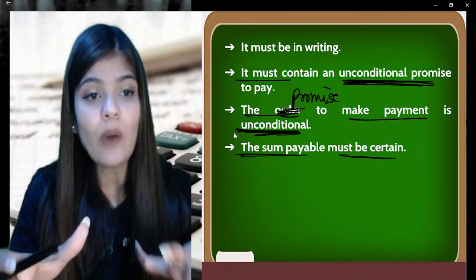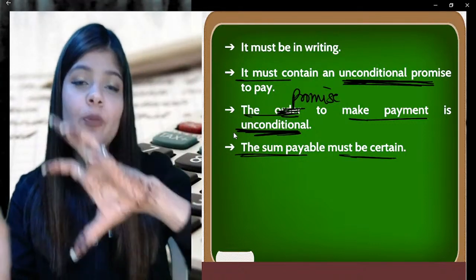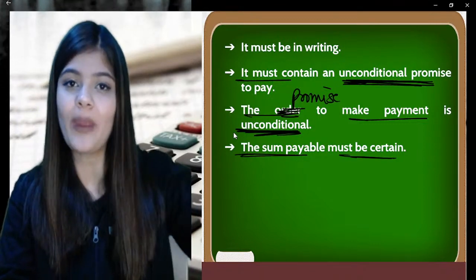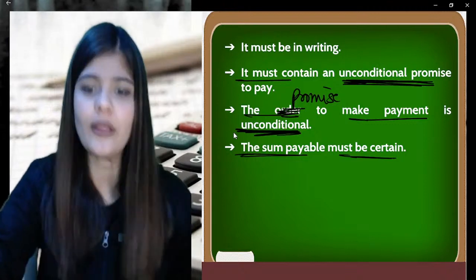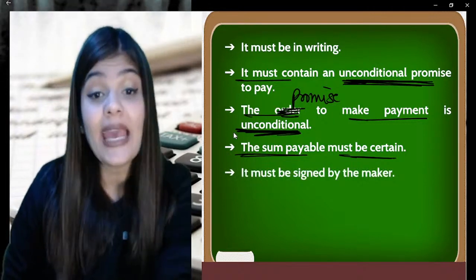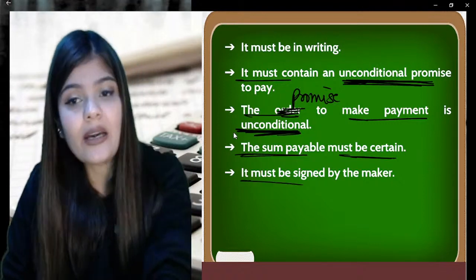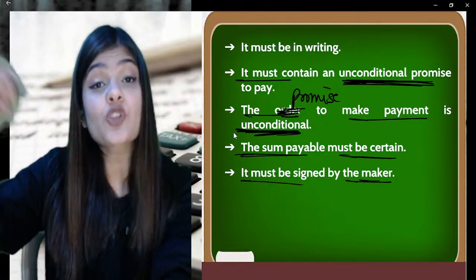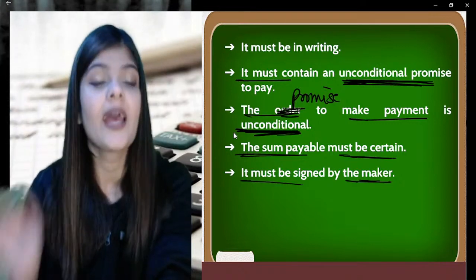So the amount that you are promising to pay must be certain. That should be written over there. That you have promised to pay 10,000, 1,000. The amount should be written. Then it must be signed by the maker. Whosoever is making it, that person should sign it. Signing by the maker is necessary.